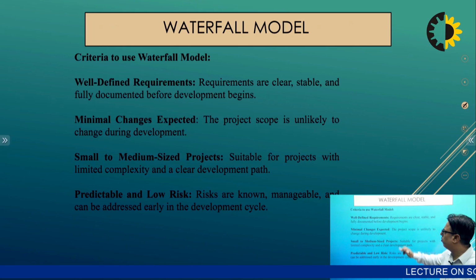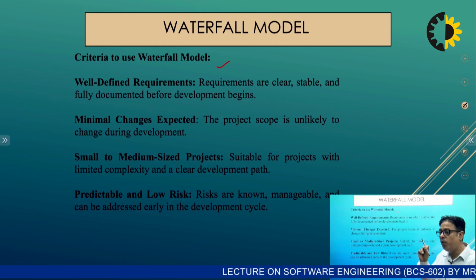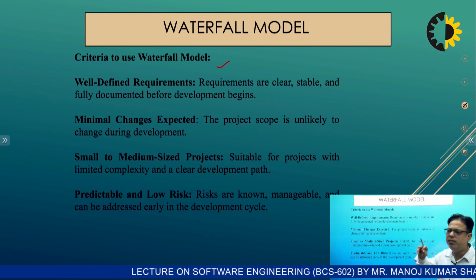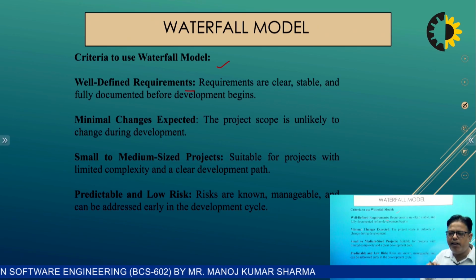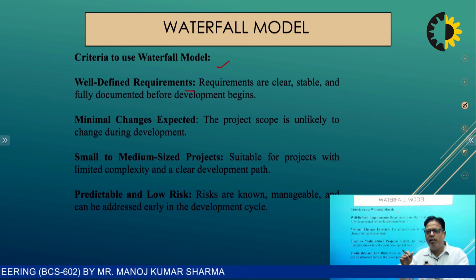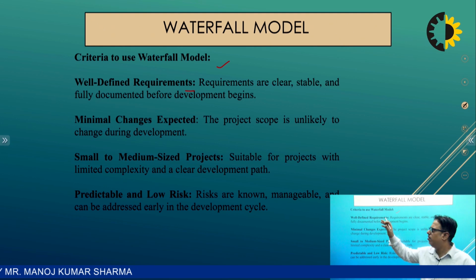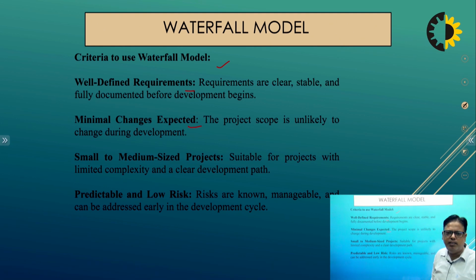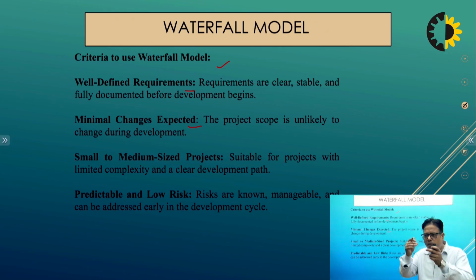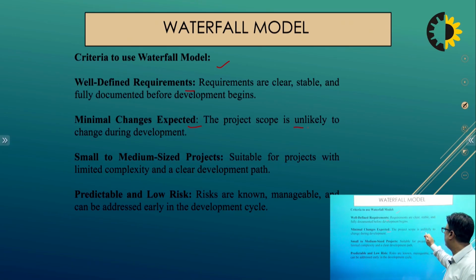Criteria to use the waterfall model. What are the basic criteria and points when we use the waterfall model? The first criterion is well-defined requirements. If requirements are well-defined and static, provided by the customers, then we use the waterfall model. Minimal changes expected. We cannot change the requirements during the development of the software. The project scope is unlikely to change during development.